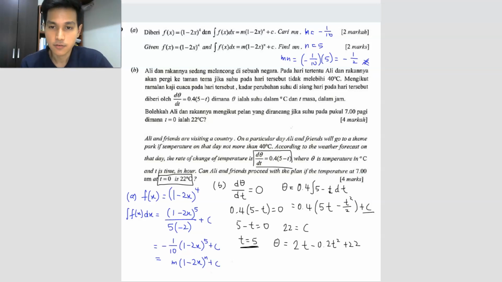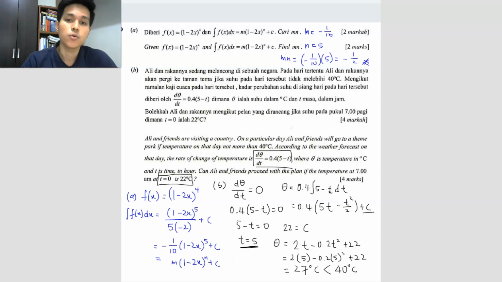So when t is equal to 5, substitute into the t: 2 times 5 minus 0.2 times 5 squared plus 22. So when you do this, you should get your answer, 27 degrees Celsius. So 27 degrees Celsius is less than 40 degrees. So therefore, they will be going to the theme park. Okay, so this is how you do. Whenever the question asks you something like this, when they want to see whether you exceed a certain amount, just find the maximum. To find the maximum, make sure you use this. When you use that, you will get the right answer.